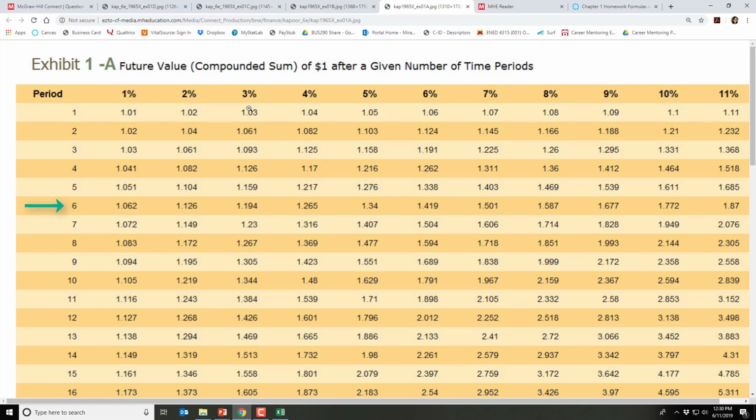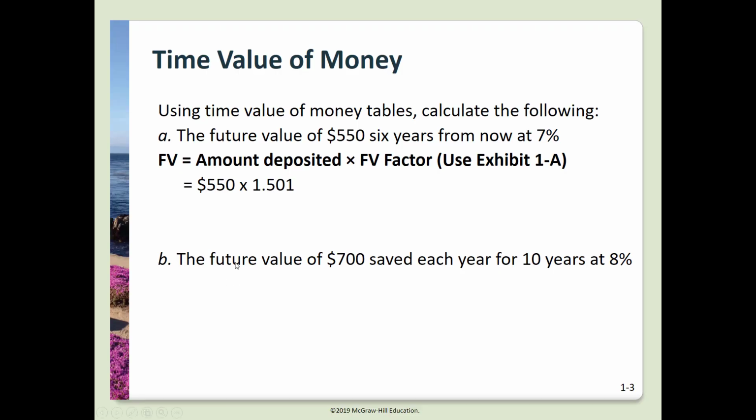So each column across the top is the different percentage values of interest. And so here's my 7% column. So I'm going to make sure that I go down where my column is 7% and my row is the 6-year period. So my factor is going to be 1.501. So when I go ahead and plug my two values into the formula, my amount deposited and my factor, and I plug that into my calculator, we get a future value of $825.55. Let's go ahead and do part B.